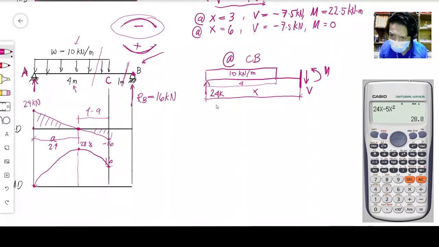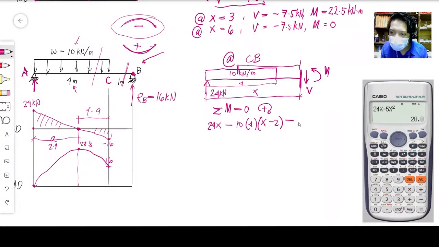To find the equation of the moment, we sum the moment at the cutting plane, equal to 0. We take clockwise as the positive moment. The force that generates positive moment is the 24 kilonewton, with moment arm x, minus 10 times 4, the magnitude of the force, multiplied by the moment arm from the centroid of the rectangle. From the cutting plane the distance is x, and from the centroid it is 2, so this distance is x minus 2. And of course, the moment minus M is equal to 0.